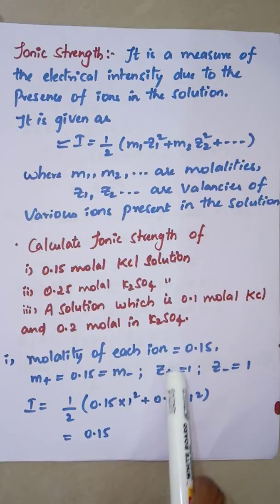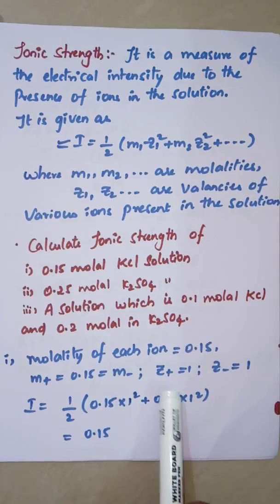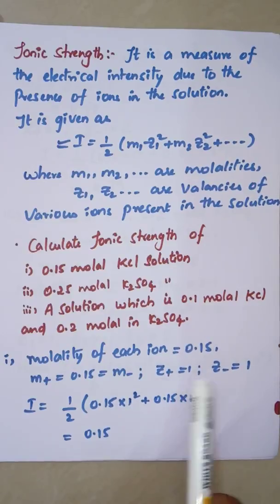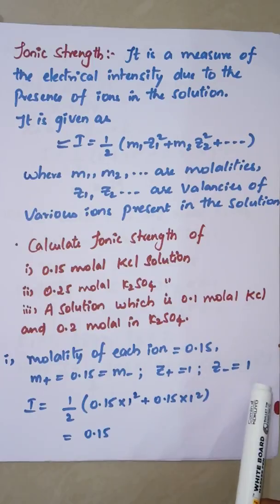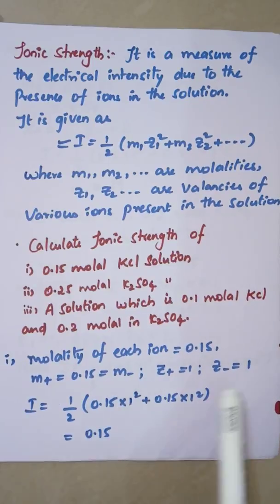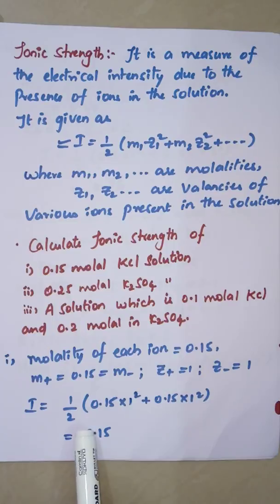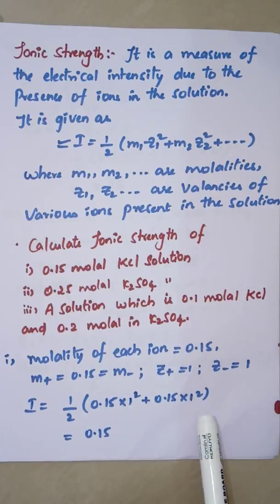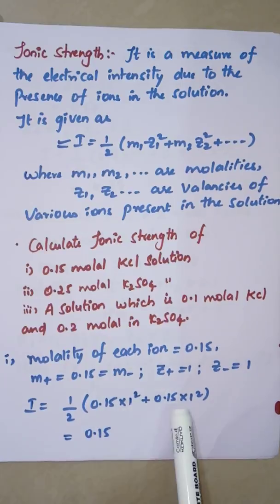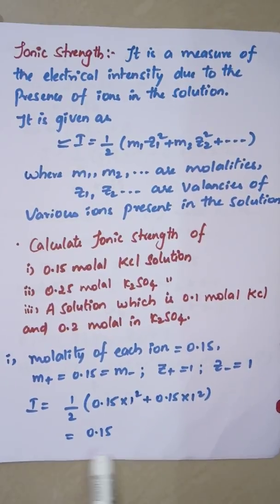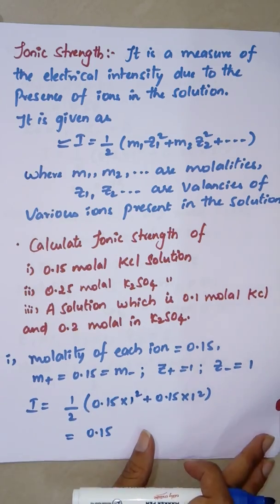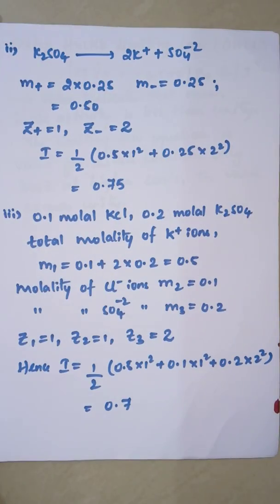And what is the Z value? The valencies of potassium and chlorine are 1 and 1, K plus and Cl minus. Once we know these values, we just substitute in the formula: I equals 1 by 2 (m1 z1 square plus m2 z2 square). So m is 0.15 for both and z is 1. On simplifying, you will get your answer. Very simple.